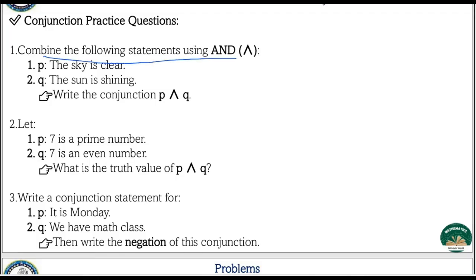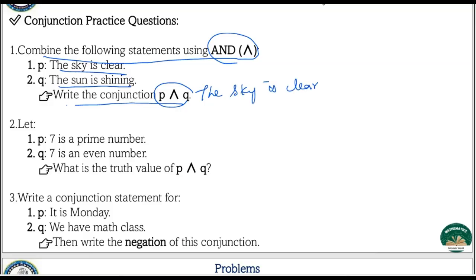Combine the following statements using and. The sky is clear, the sun is shining. What will be the conjunction? P and Q. The sky is clear and the sun is shining.